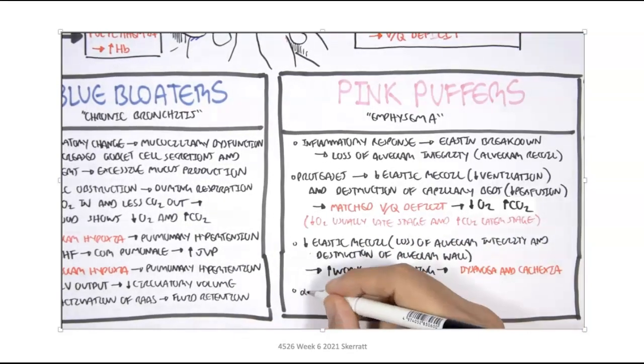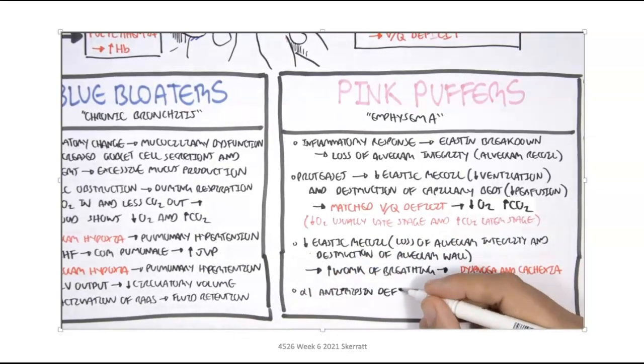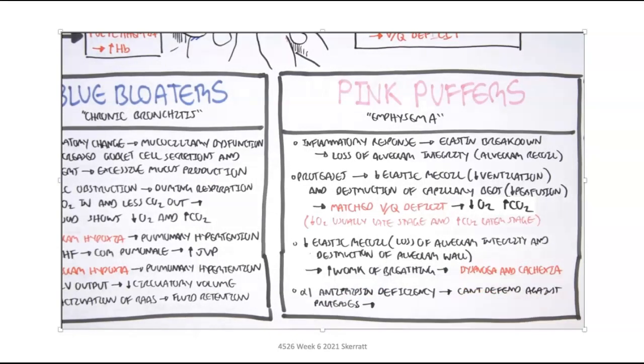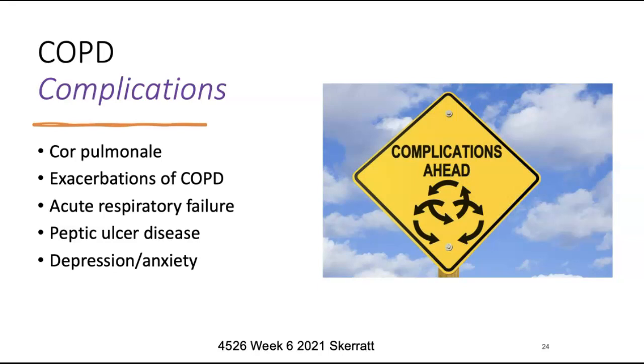Now, alpha-1 antitrypsin deficiency is a hereditary condition, which means that if you are deficient in antitrypsin, you cannot defend against proteases, and so you have a net too much protease and less antiprotease, which means you get a net damage to your lungs, essentially. So I hope all that makes sense about emphysema. So emphysema are your pink puffers, chronic bronchitis are your blue bloaters. So let's move on to COPD complications.